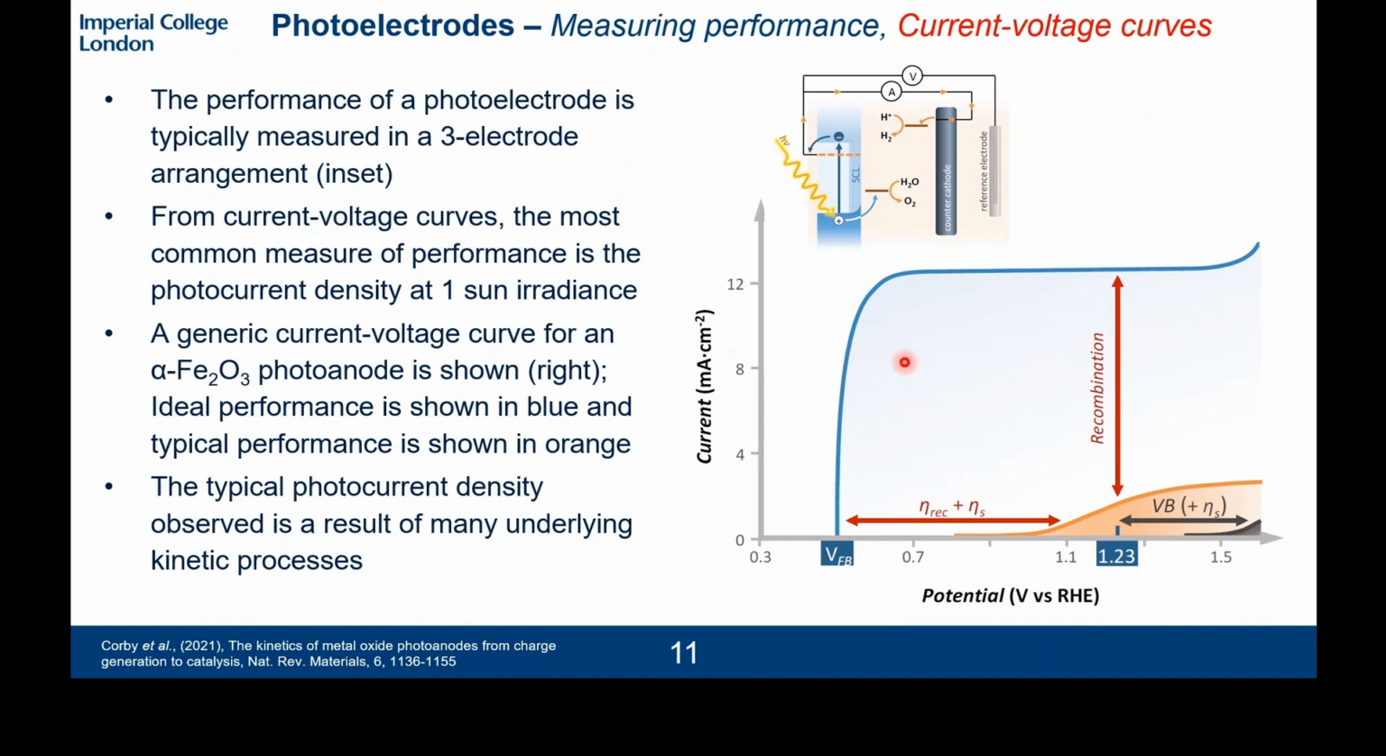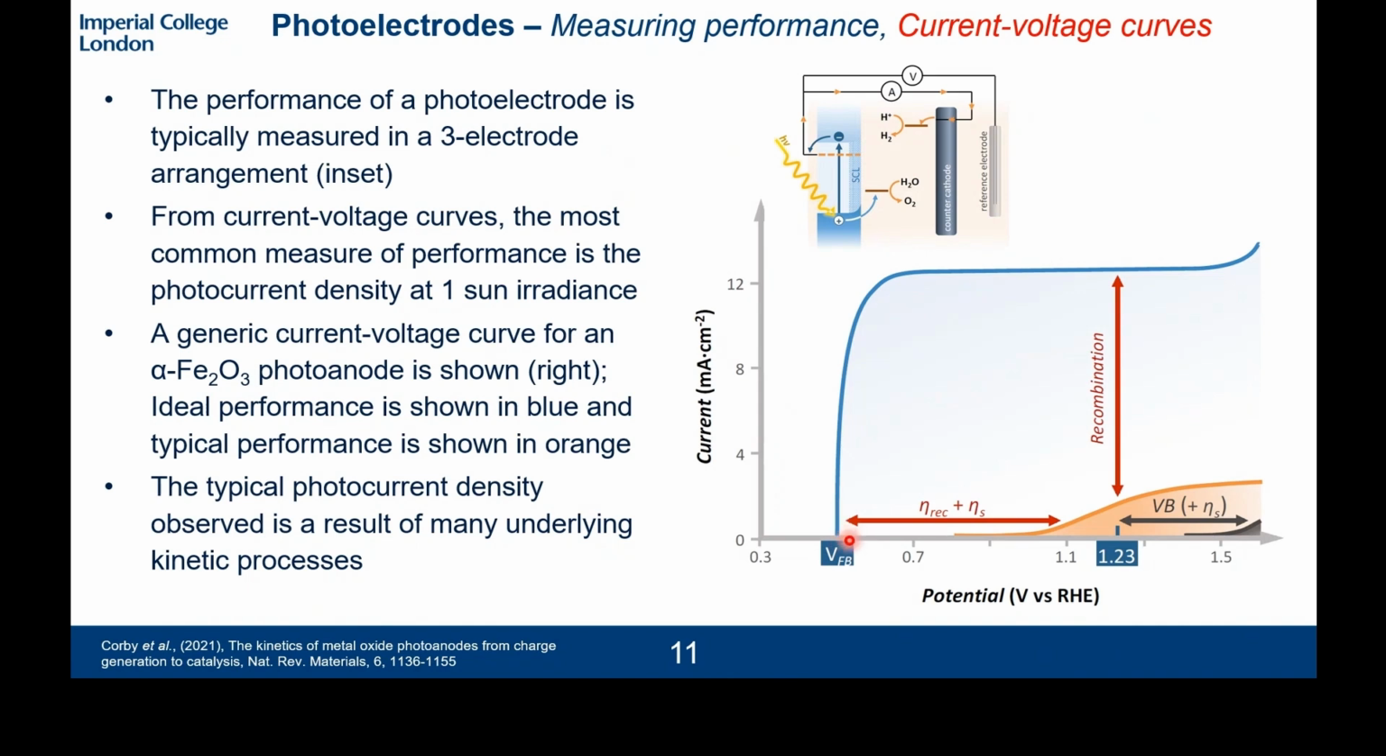So here in the bottom right, we have an example of hematite again. The orange is the actual performance, and the blue is the ideal performance if we take the flat band potential of the material, and if we understand how much light the material can harvest, and how that can be converted into a current, it can achieve over 12 milliamps per centimeter square of current density using 1 sun of solar power.